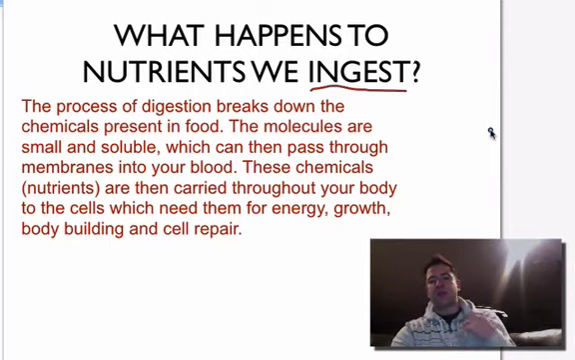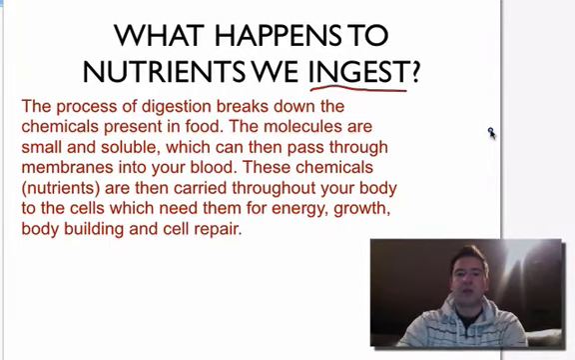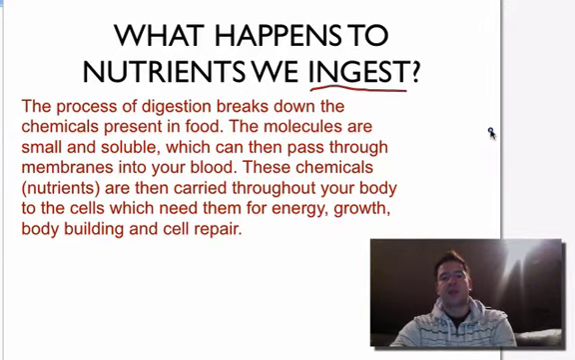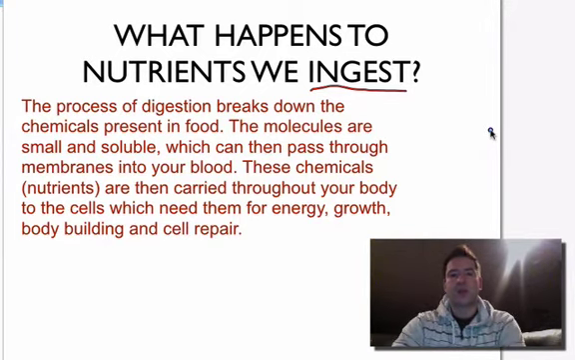So they pass through these membranes in the villi in our small intestine, and they're transported into our circulatory system, so into our bloodstream through our capillaries, which are single-walled, thin, semi-permeable blood vessels. These chemicals and nutrients are then carried throughout our body to our cells, and we need these to move, grow, think, and repair.